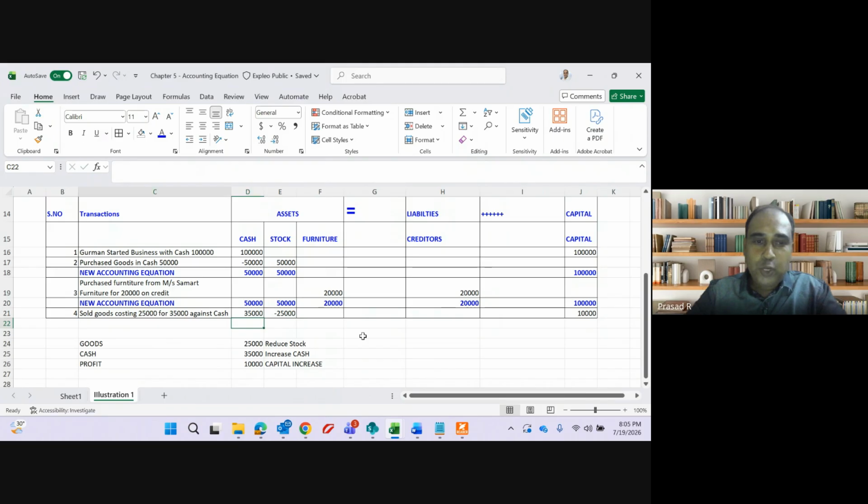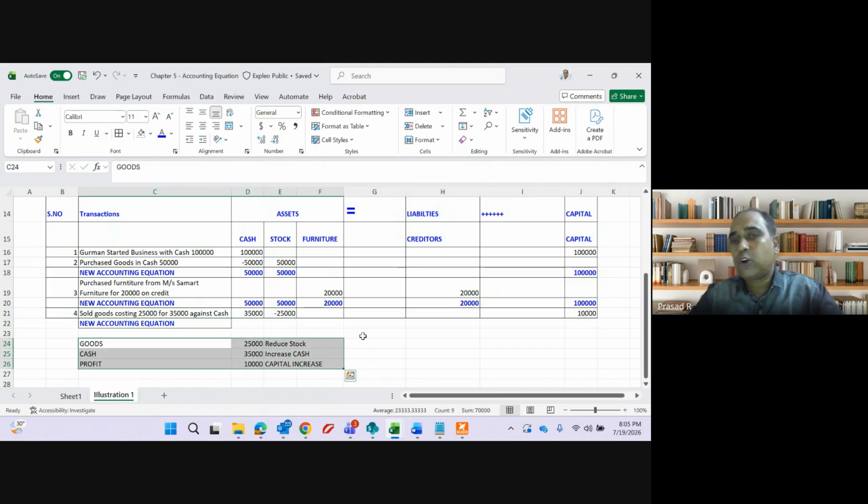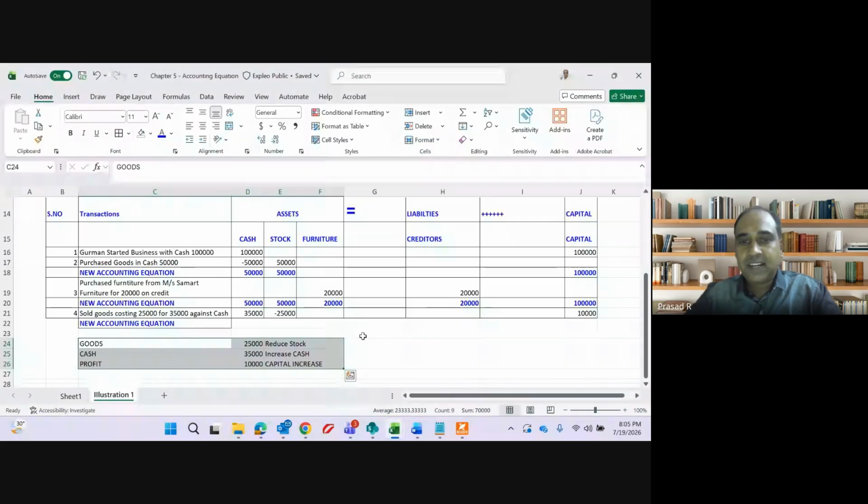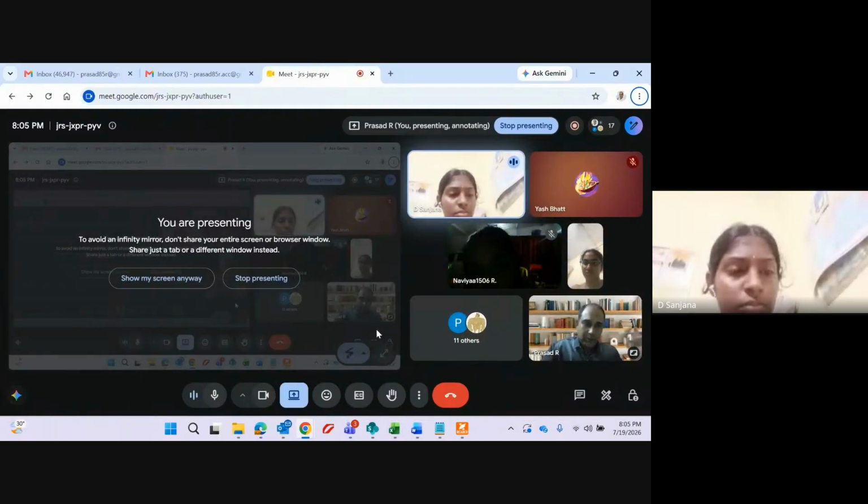So now the new accounting equation. Let us see the new accounting equation, guys. This part, please note it down. This is a concept. This transaction is giving three impacts. First impact is stock is reduced. Second impact is cash is increasing. Third impact is capital is also increasing because it's a profit. Note it down, guys. This concept, note it down.